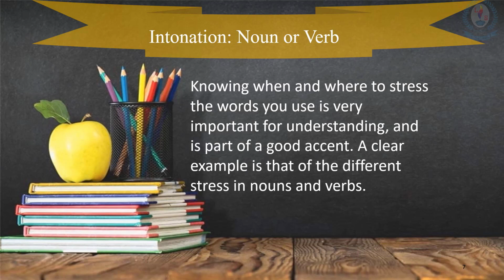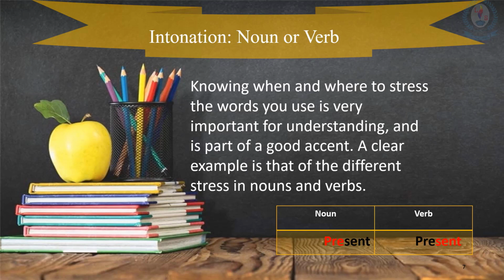Knowing when and where to stress the words you use is very important for understanding and is part of a good accent. A clear example is the different stress in nouns and verbs. Here is an example that will get you thinking and give you some practice in identifying it and using it correctly. Usually, the stress of a verb is on the last syllable and that of a noun is on the first syllable.